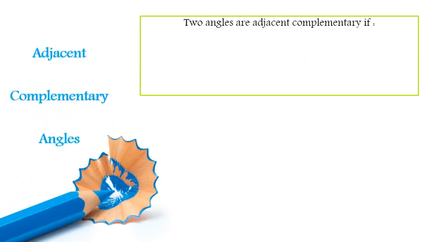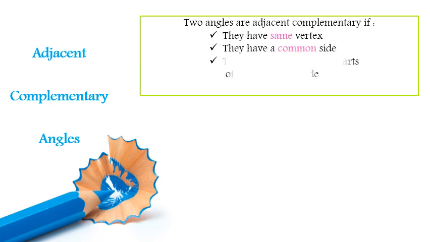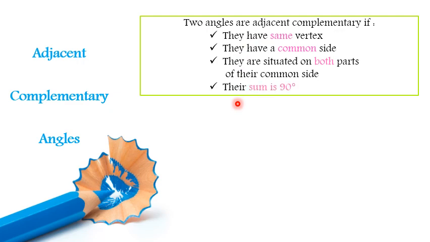Now, how can adjacent angles be complementary at the same time? To be adjacent, the angles must have the same vertex, they have a common side, and they are situated on both parts of the common side. We said that in the previous video. These are the conditions to be adjacent. To be complementary, I have to add to these conditions that their sum must equal 90 degrees.